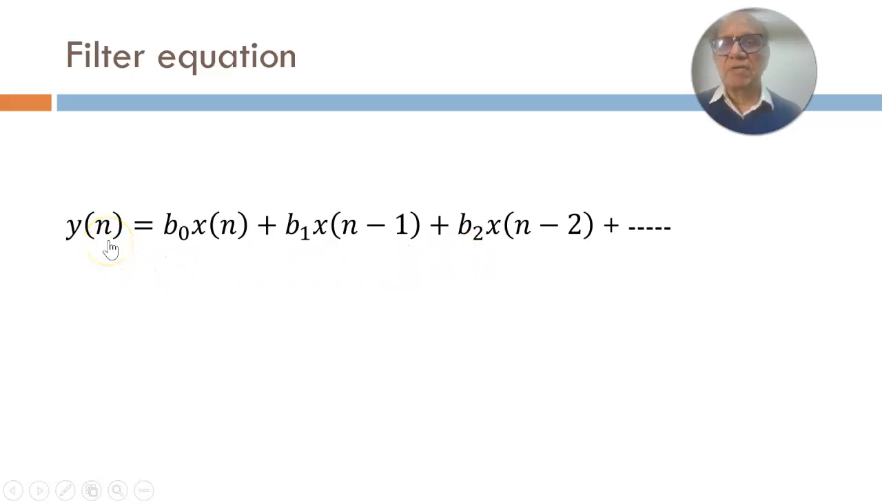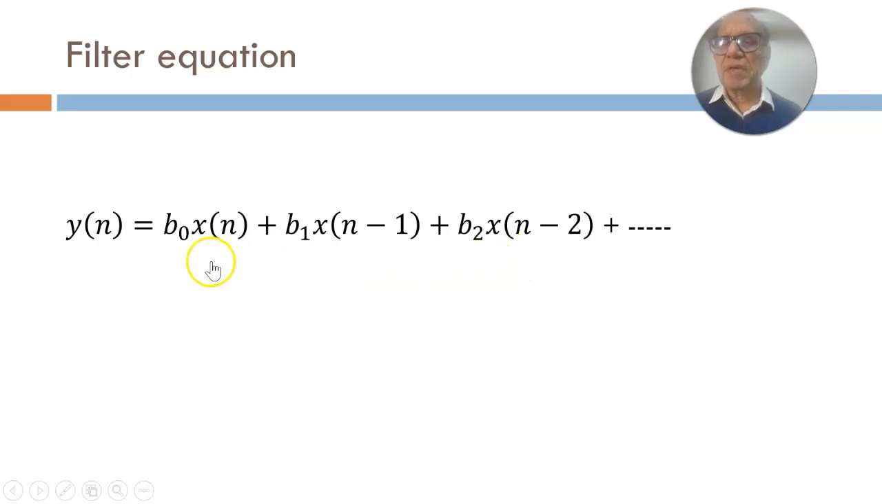So the output at any given point depends on the current value of the input and many of the past values. So how many past values? That will decide the order of the filter. The larger the number of coefficients you use, or the larger the number of past values you use, in general, your filter will give you better performance. Alright. So for this non-recursive digital filter, you can consider that it is designed if all these coefficients are known, if B0, B1, B2, etc. are all known, then you have essentially designed the filter.